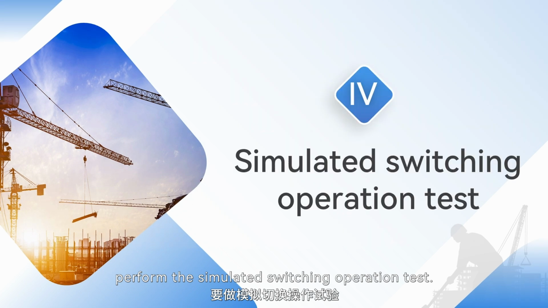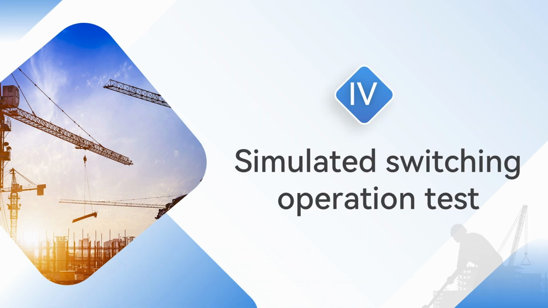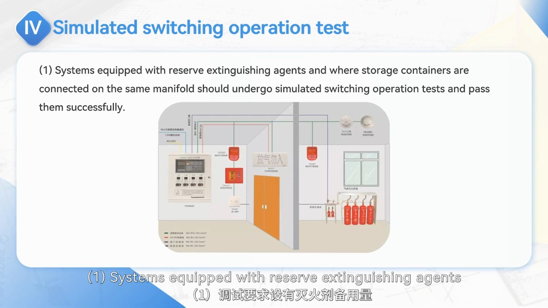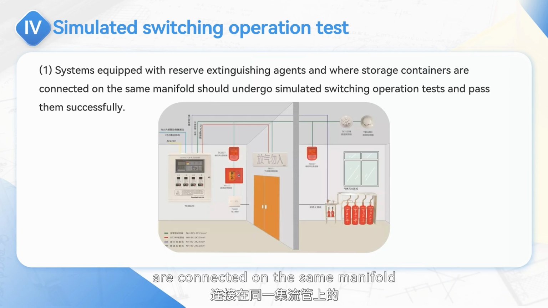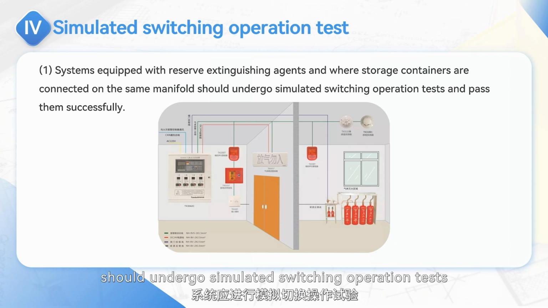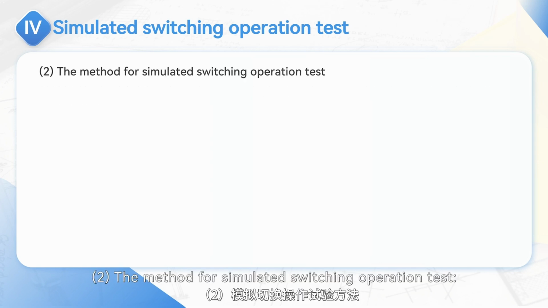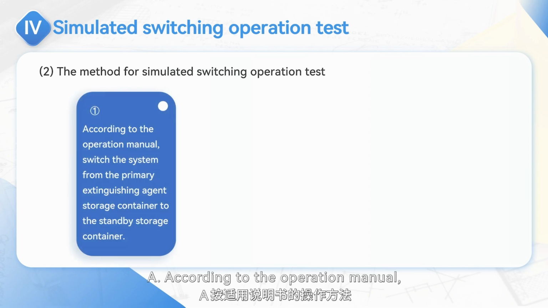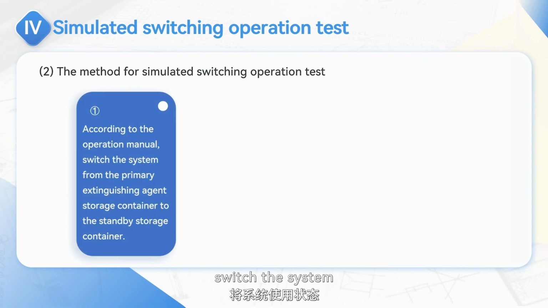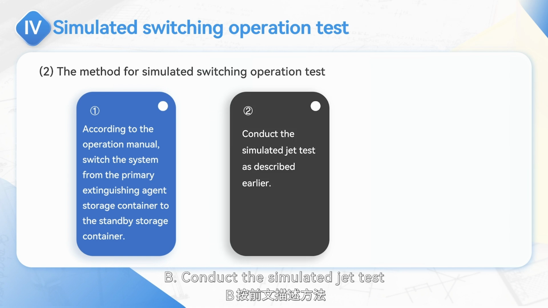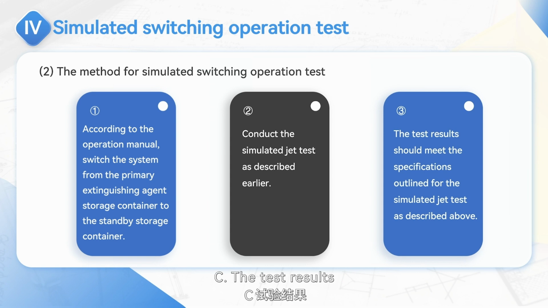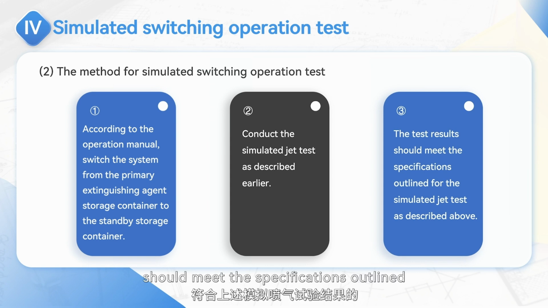Finally, perform the simulated switching operation test. 1. Systems equipped with reserve extinguishing agents and where storage containers are connected on the same manifold should undergo simulated switching operation tests and pass them successfully. 2. The method for simulated switching operation test. A. According to the operation manual, switch the system from the primary extinguishing agent storage container to the standby storage container. B. Conduct the simulated jet test as described earlier. C. The test results should meet the specifications outlined for the simulated jet test as described above.